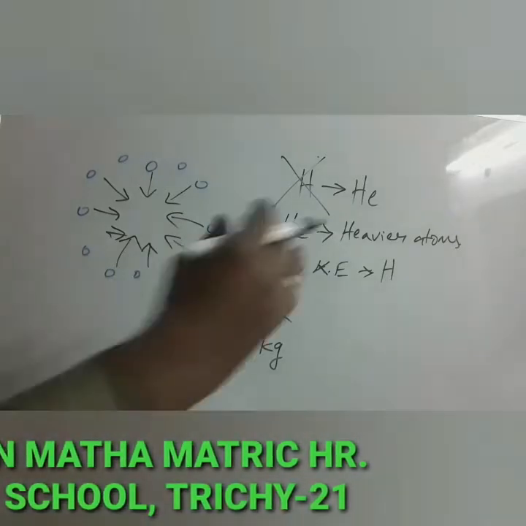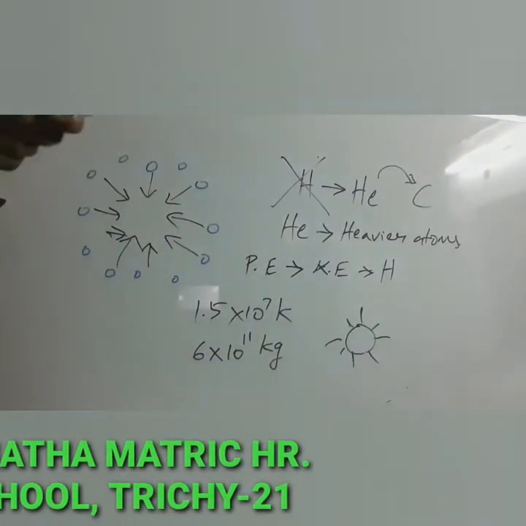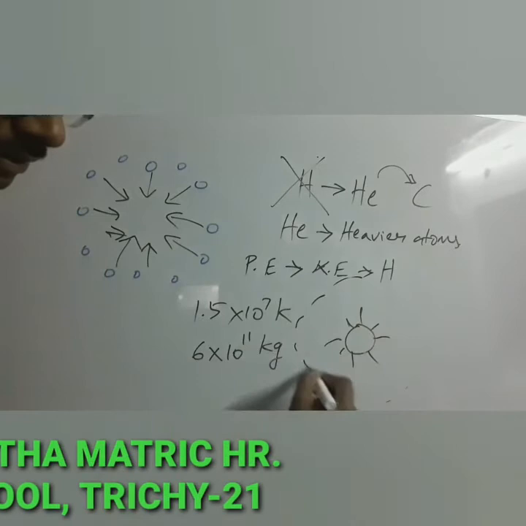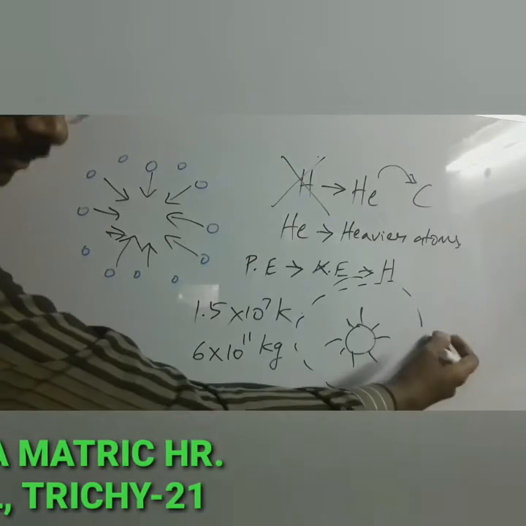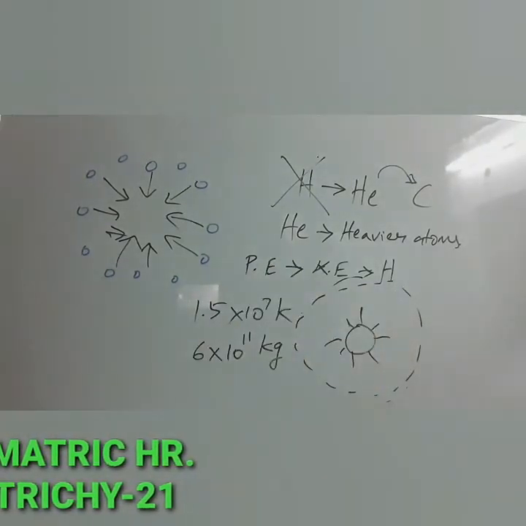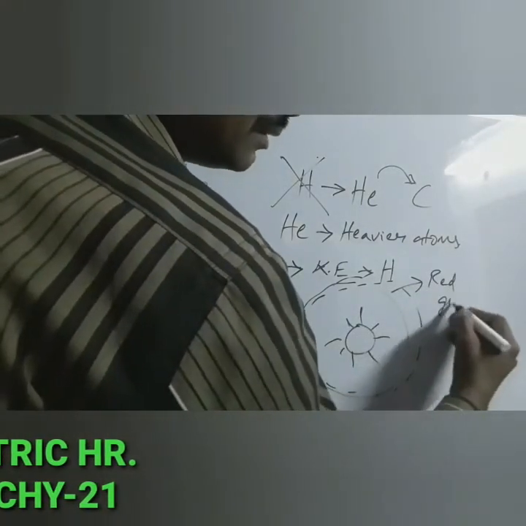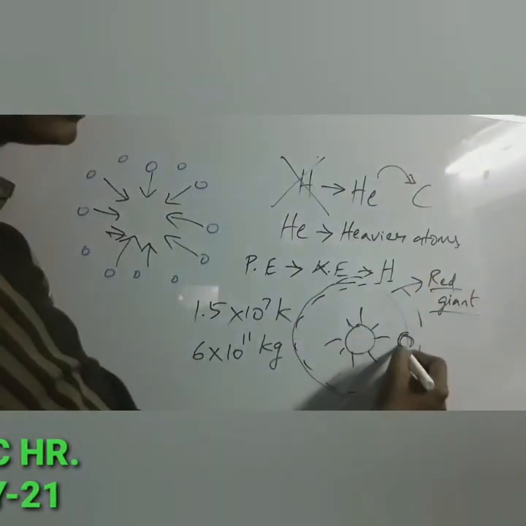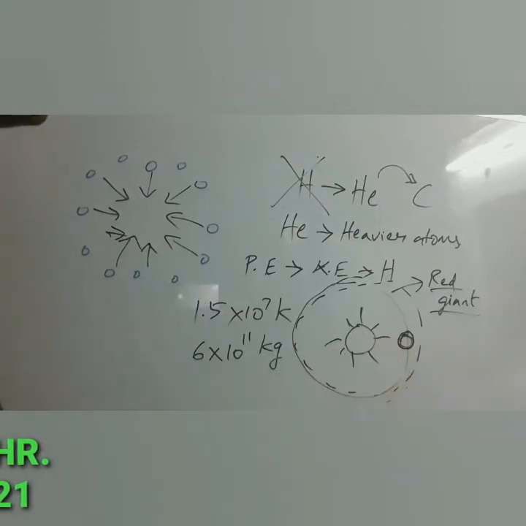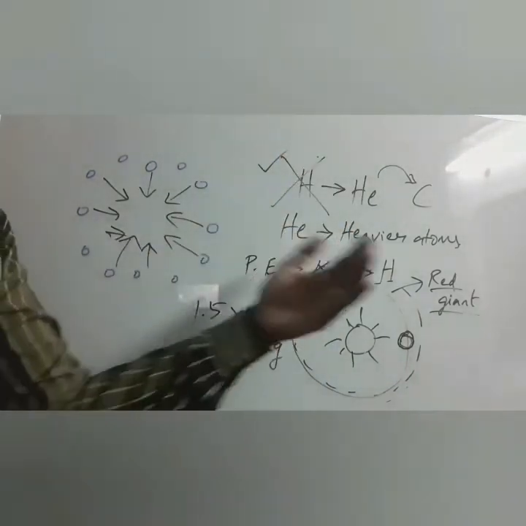where helium will fuse to carbon. During this stage, the Sun will expand greatly in size and all its planets will be swallowed by it. So red giant is the last stage of our Sun. When the Sun reaches this stage, our Earth will also be engulfed within the Sun. But don't worry, we have enough hydrogen now. It will happen after 5 billion years only.